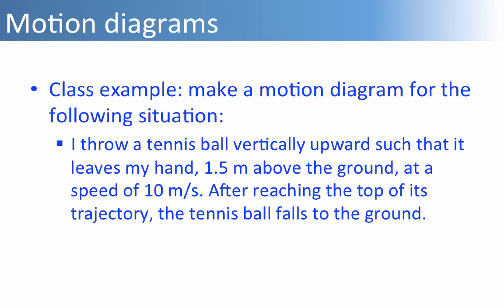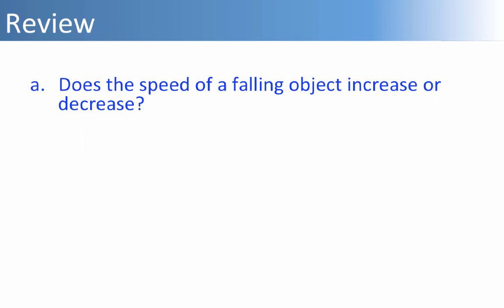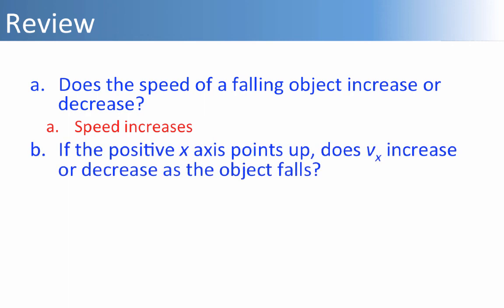In class, we'll make a motion diagram for throwing something up in the air and then downward, and then we'll work with that. So far we've looked at the change in velocity as things fall, and if we consider the speed of a falling object, it moves faster and faster, and the speed increases. If we define velocity as upward, so the positive x-axis points upward, would the velocity increase or decrease? It's speeding up in the downward direction, and the velocity, however, is going to get more and more negative.